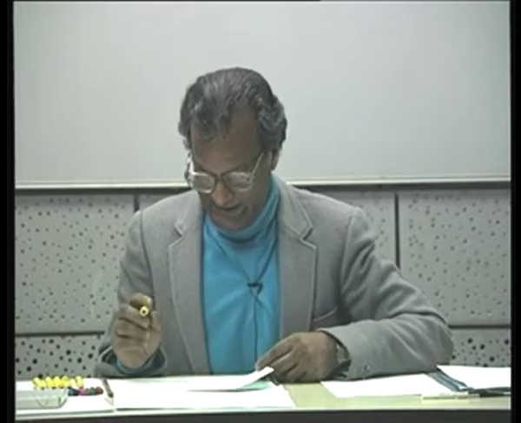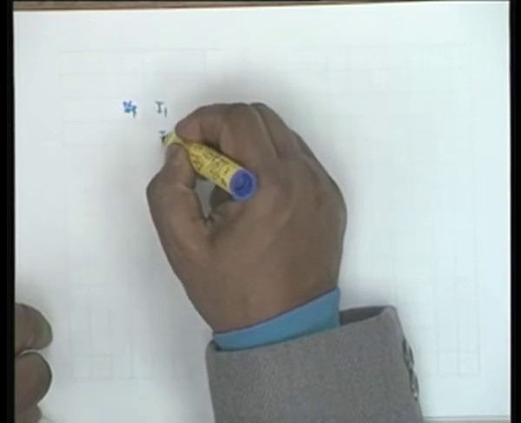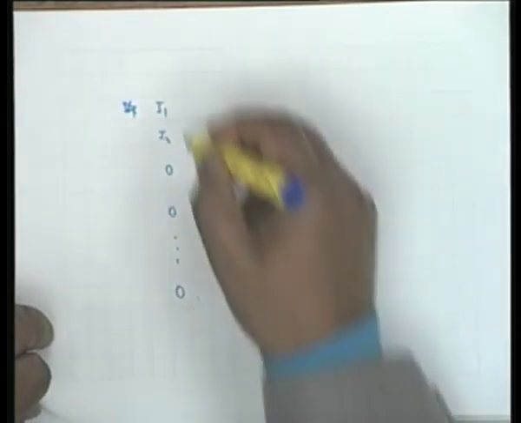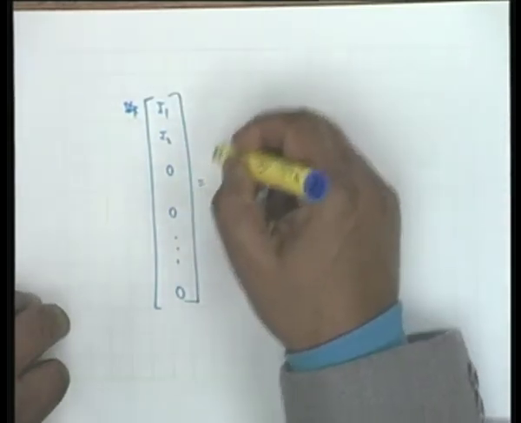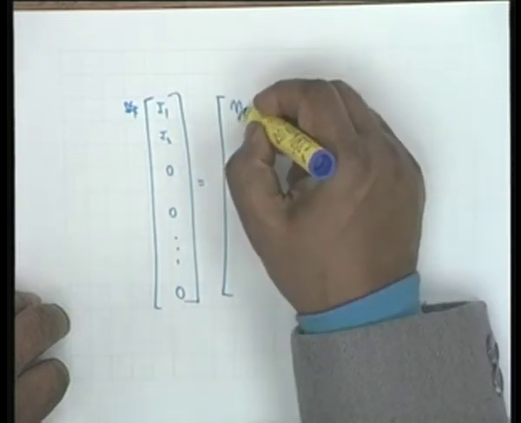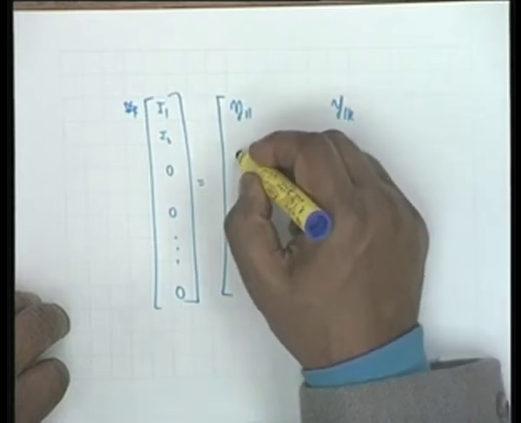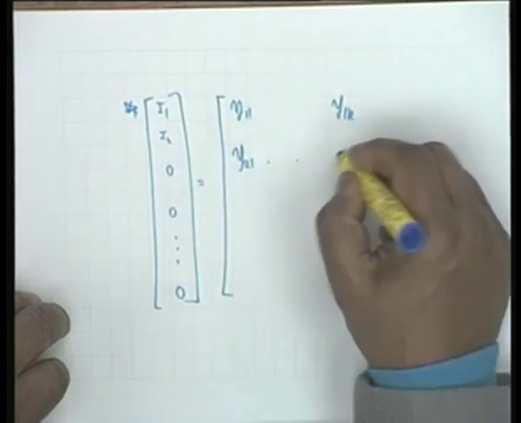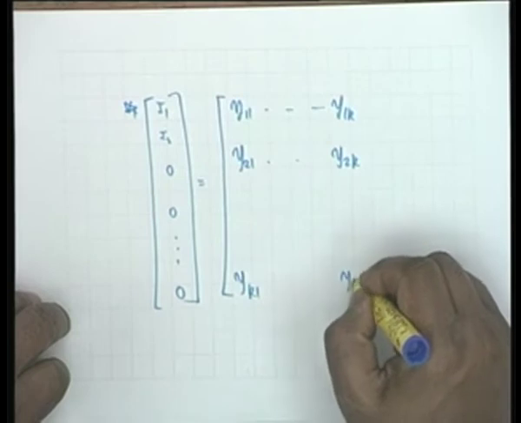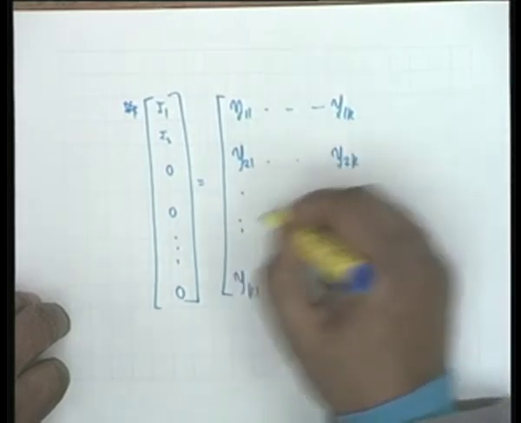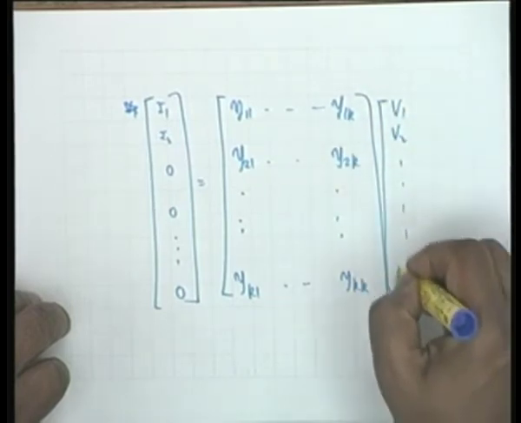No, we have not finished the discussion. You see, what I wrote was that I1, I2, 0, 0, 0. Now I write this set of equations in matrix form. This is equal to the Y matrix, Y11 to Y1k, Y21, Y2k and Yk1, Ykk. I am not writing the intermediate values, multiplied by V1, V2, Vk.